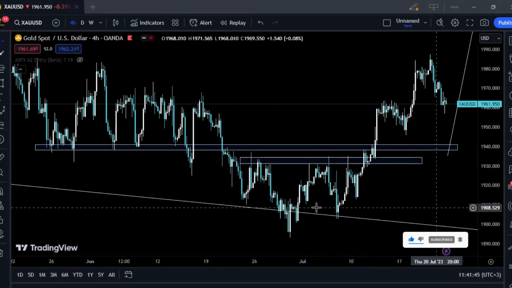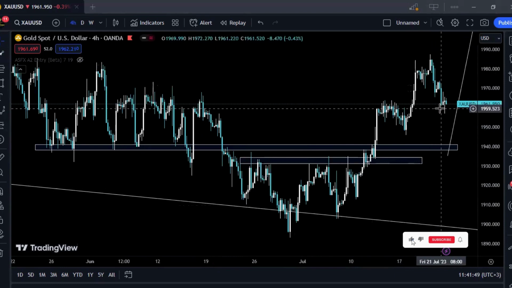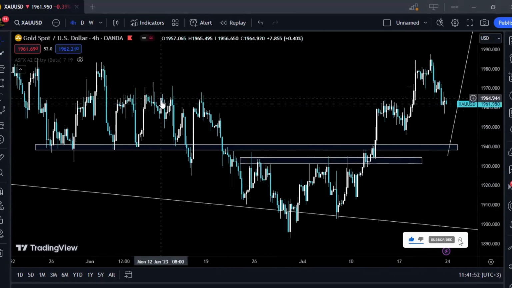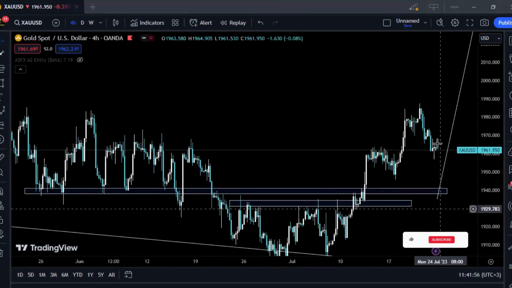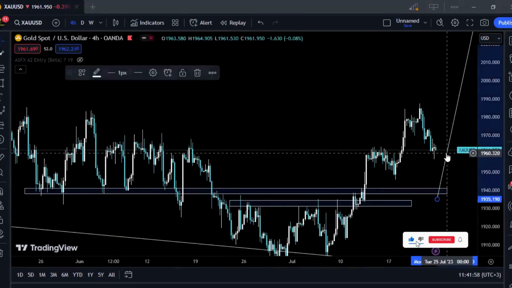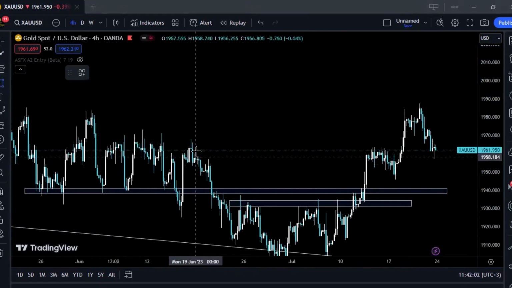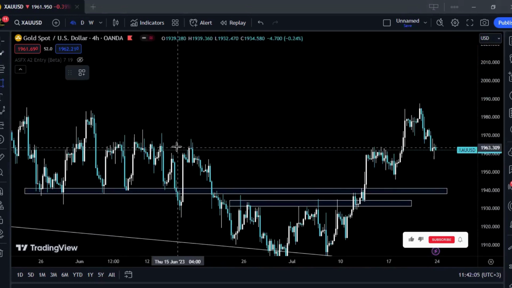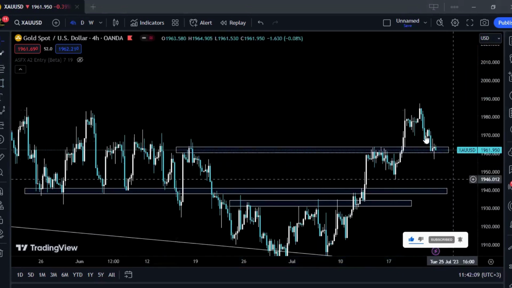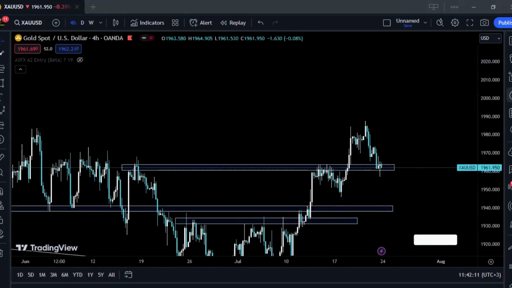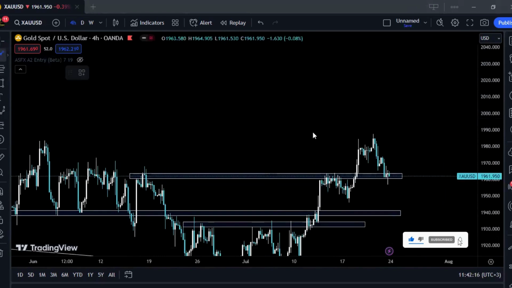And then prices started creating higher highs, higher lows, higher highs, higher lows. And then from here, I anticipate to see prices keep on pushing higher. From here, anticipating to see prices take off. From here to continue going higher. So that's my anticipation on gold for the coming week.